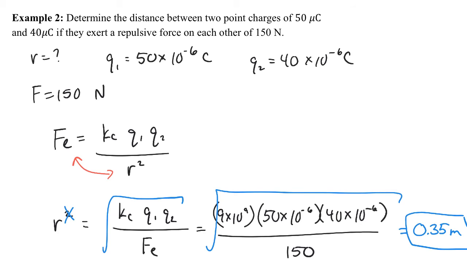This is not difficult to do all in one line of code, all underneath the radical is fine. But if you find that you're struggling with inputting stuff in a calculator, I would recommend the numerator first, then divide by 150, and then take the square root of that answer. That would be my recommendation if you want to be safe when it comes to inputting in a calculator here. Okay, around 0.35 meters. I'm going to move on.